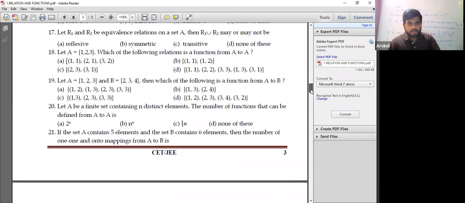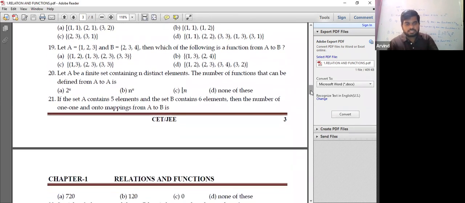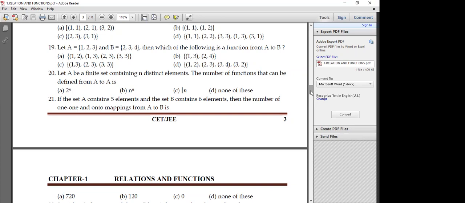Next, the 21st one. If set A contains 5 elements and set B contains 6 elements, then the number of 1-1 and onto mappings. If it is both 1-1 and onto, what do we call it? We call it bijective. Yesterday in the class I told you, if it is both 1-1 and onto, we call it bijective. So instead of directly asking bijective, they have indirectly asked 1-1 and onto mappings. So can you tell me? 0, sir, answer. Very good.